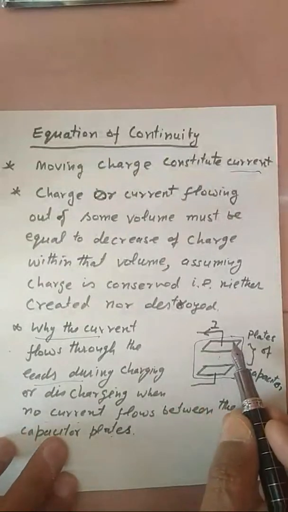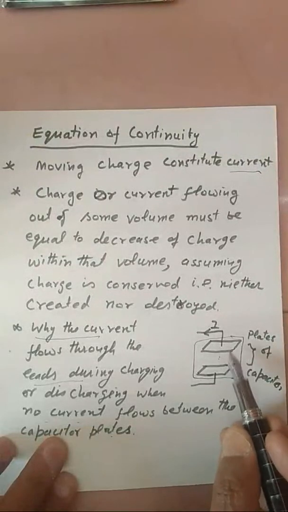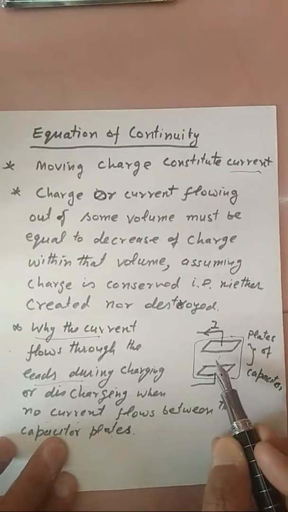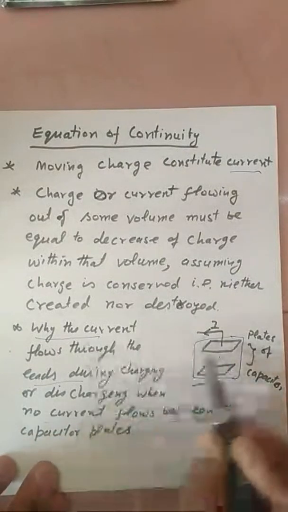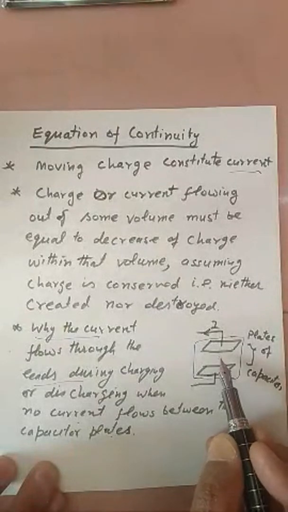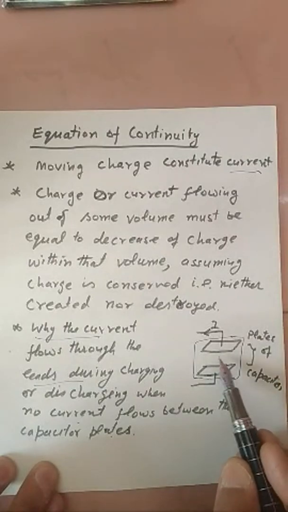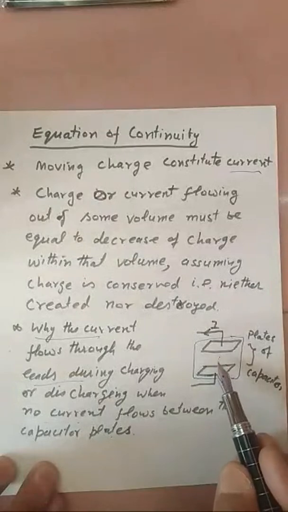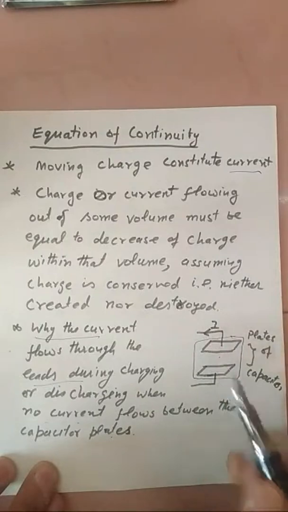Here I am considering the simple case of a capacitor. In this capacitor, we have two parallel conducting plates, and there is a dielectric medium between these two plates. The question I will ask is: why does current flow through the leads during charging or discharging of the capacitor when no current flows between the capacitor plates? There is a dielectric medium, so there is no flow of current between the plates, but through the leads there is a flow of current.